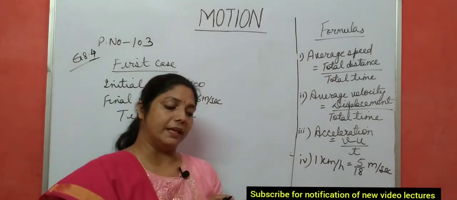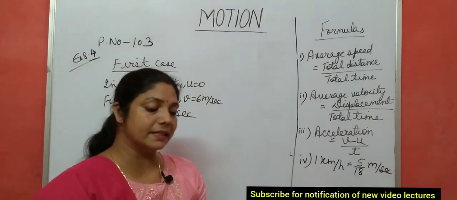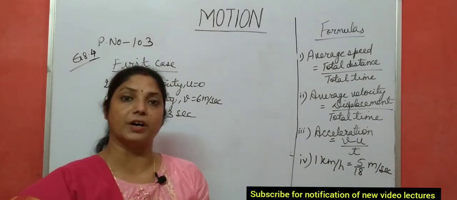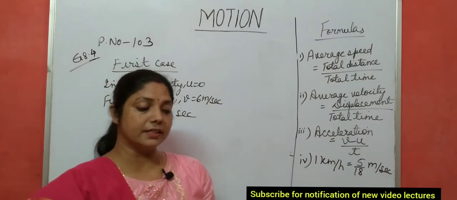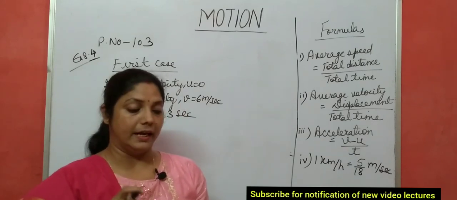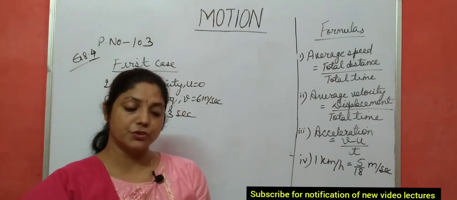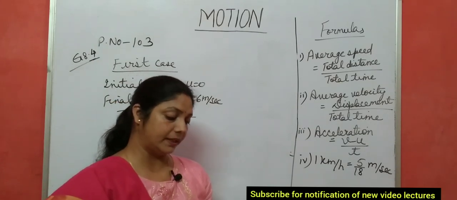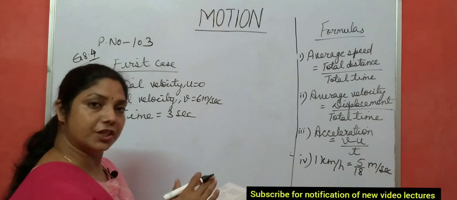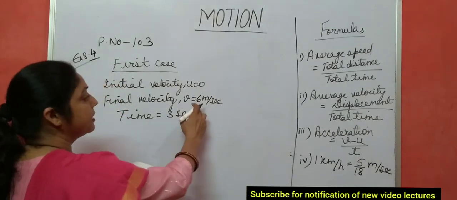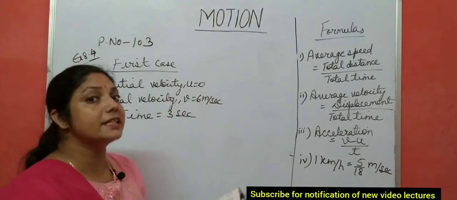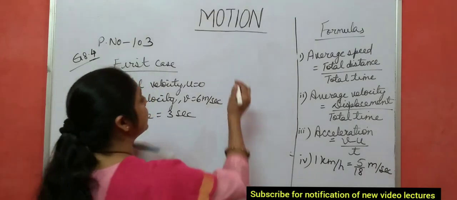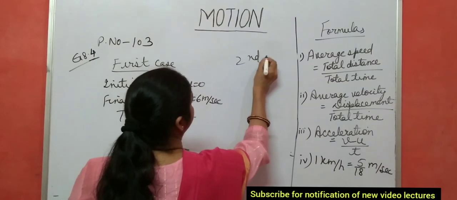Then he applies the brake such that the velocity of the bicycle comes down to 4 meter per second in the next 5 seconds. After this, he applies the brake and the velocity comes down to 4 meter per second. It means in the second case, the initial velocity is 6 meter per second, and when he applies the brake, the velocity reduces to 4 meter per second. So this is the second case.